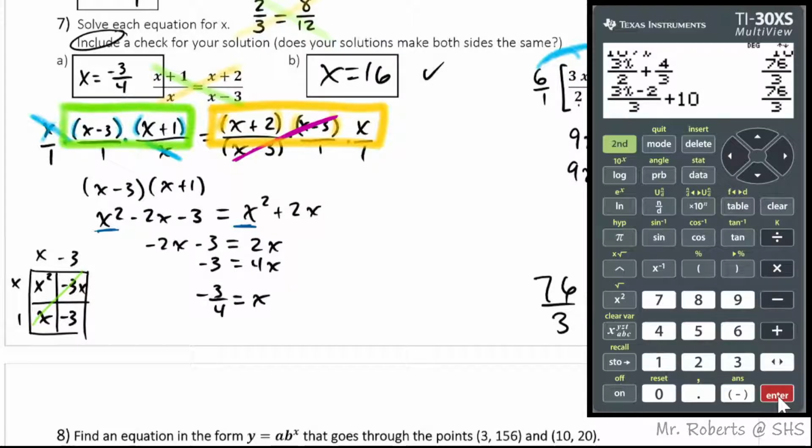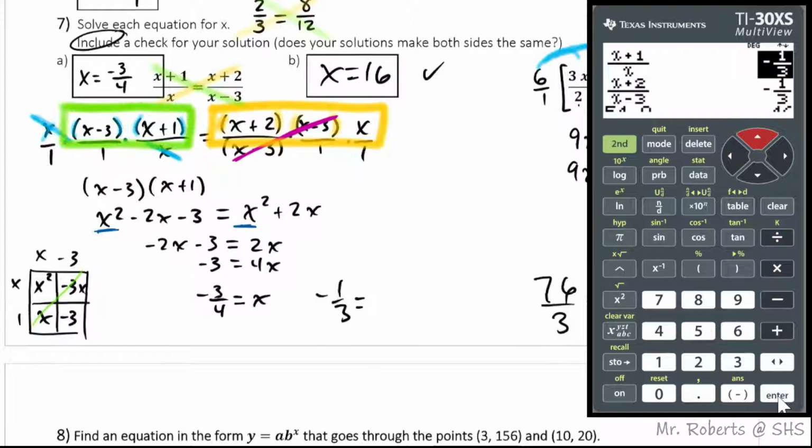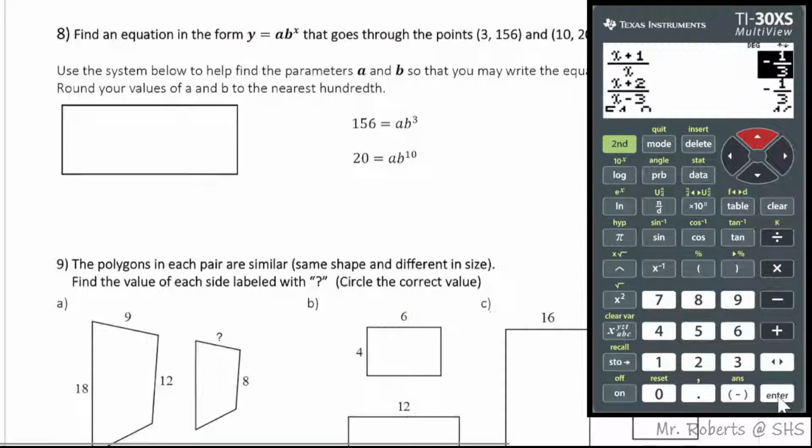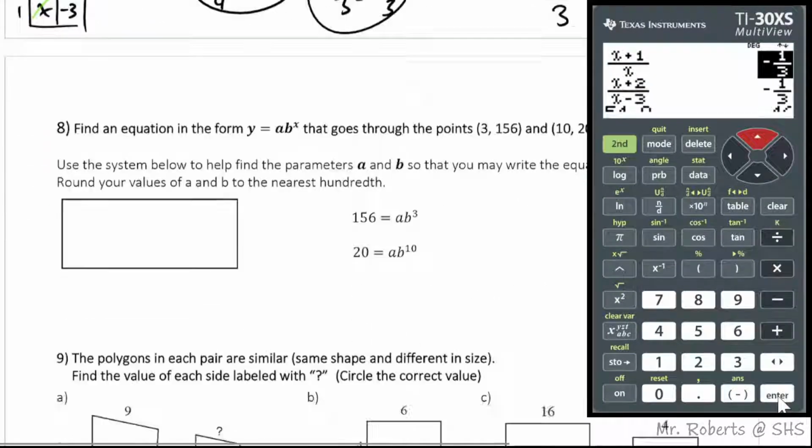And the other one that made both sides of this equal, was it negative 1/3? I can go up. I think it was negative 1/3. Yeah. Negative 1/3 is the same as negative 1/3. So this is a check for this one also. All right, moving right along. Is this our last page? It's our last page. We made it to the last page.